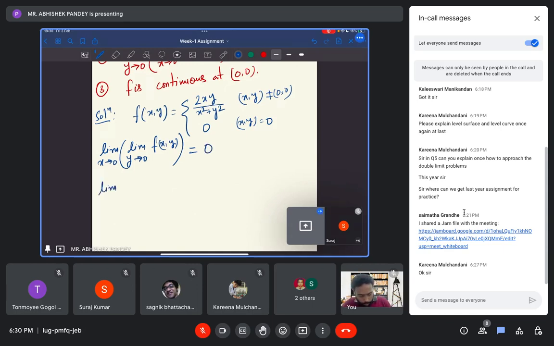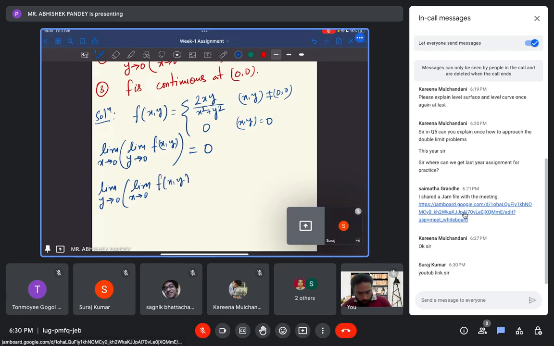Also, limit y tends to 0, limit x tends to 0, this is again 0 because in the numerator x into y is there. Okay, so this is also 0. And let me tell you one more thing. In general, these two limits are not equal. Once your f is continuous, then you can say that these are equal.